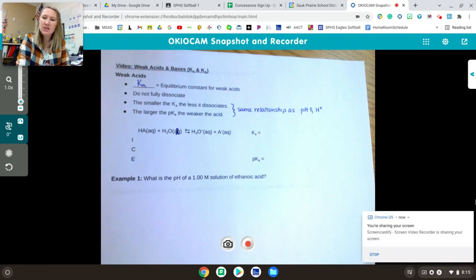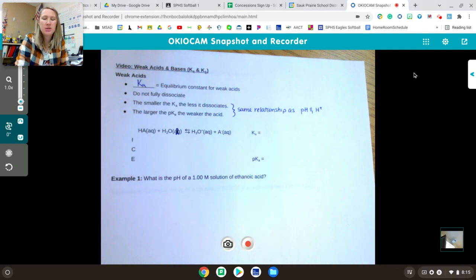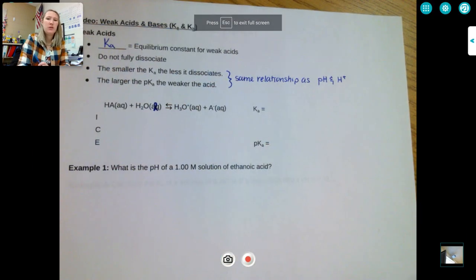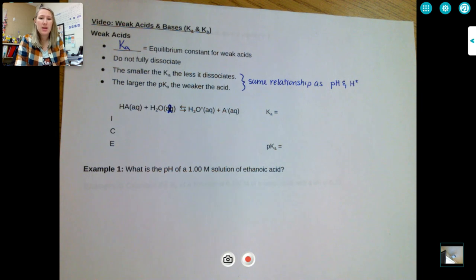Hey AP, in this video we are going to talk about looking at weak acids and weak bases. With a weak acid and a weak base, we have already talked about what makes something weak. It's that they don't fully dissociate. If they don't fully dissociate, that is like saying that they don't fully dissolve in water.